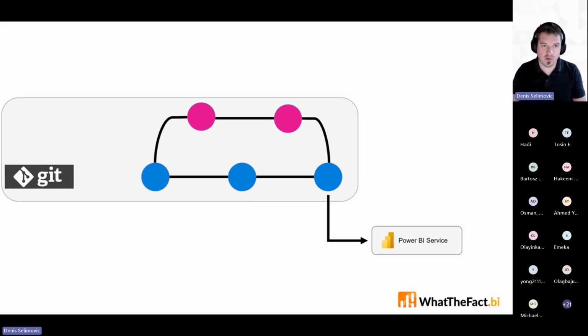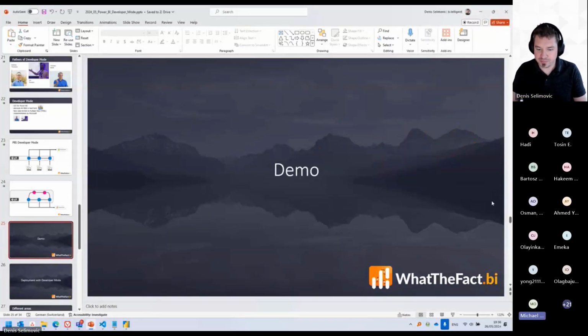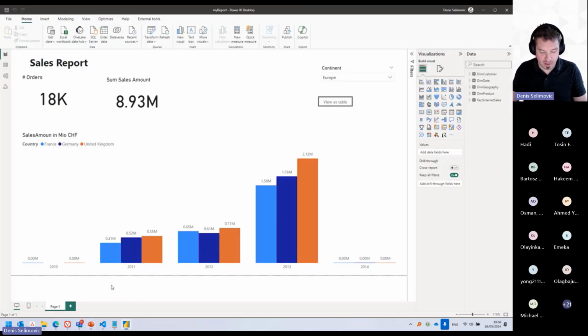So now I have the whole concept of Git within Power BI service, and I can connect Power BI service directly to Git. All right, are you ready for a demo? I hope so. Yes, we are. So I have here an example report to quickly show you.